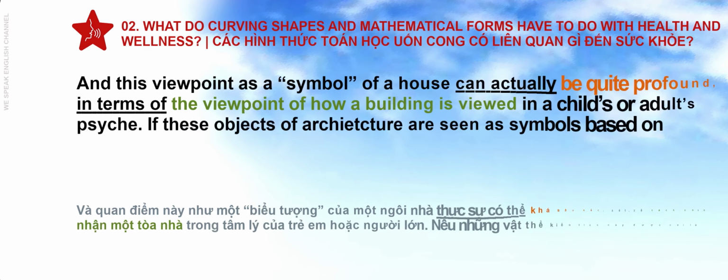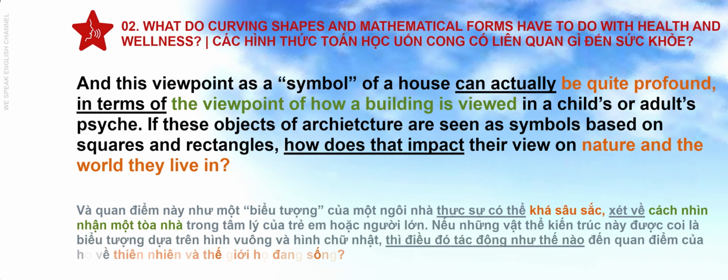And this viewpoint as a symbol of a house can actually be quite profound in terms of how a building is viewed in a child's or adult's psyche. If these objects of architecture are seen as symbols based on squares and rectangles, how does that impact their view on nature and the world they live in?